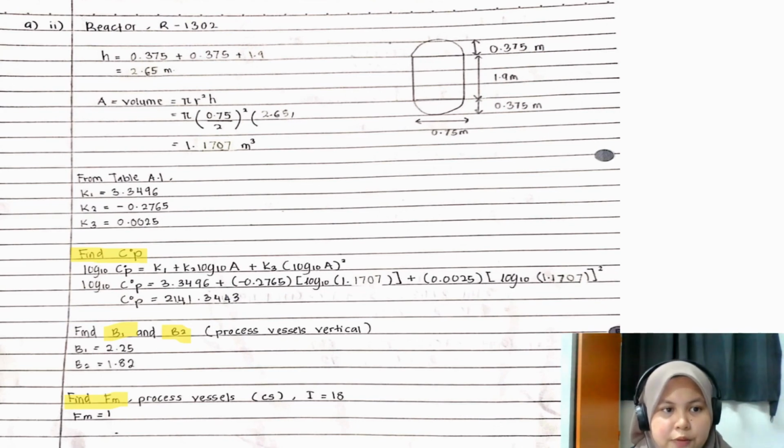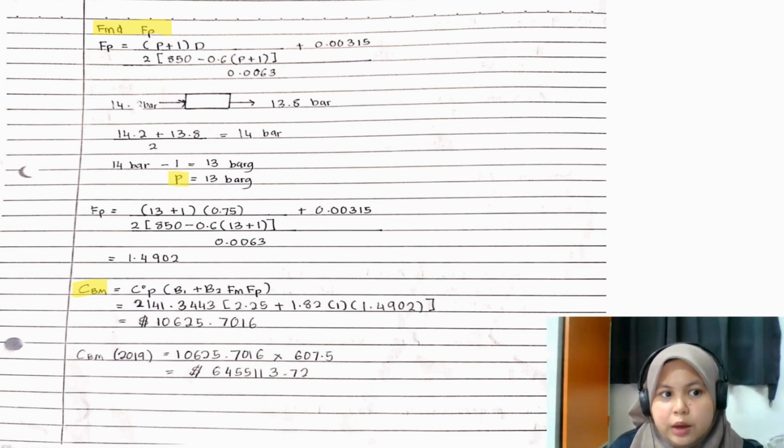Next, we can find FP. How do we find FP? We can use this formula: P plus 1 times D over 2 times 850 minus 0.6 times P plus 1, plus 0.00315, over 0.0063. There is one unknown in this formula, which is P. So we need to find P.